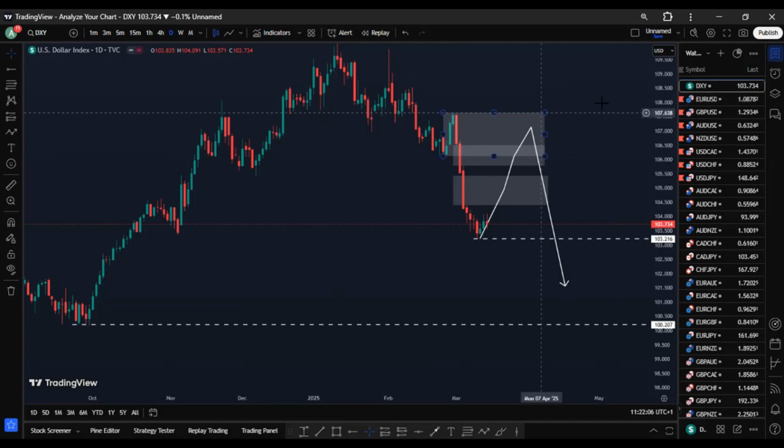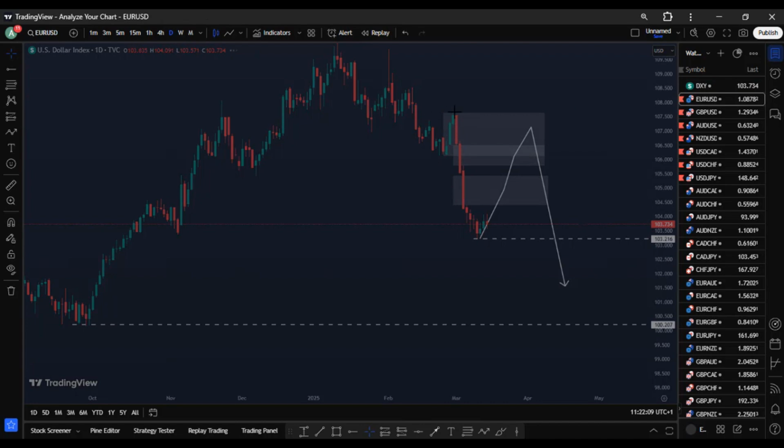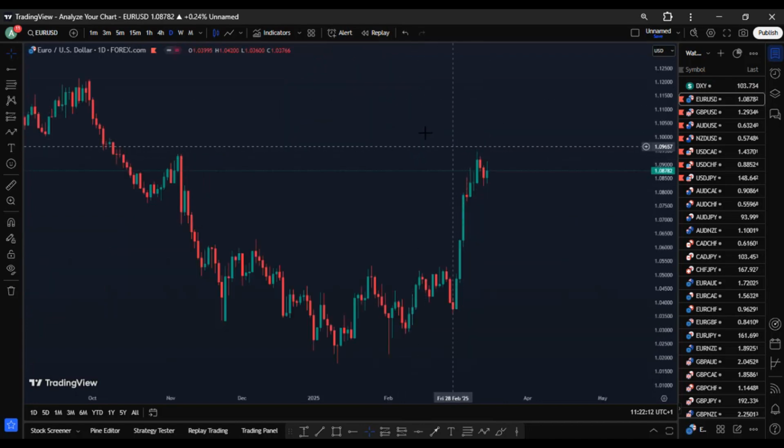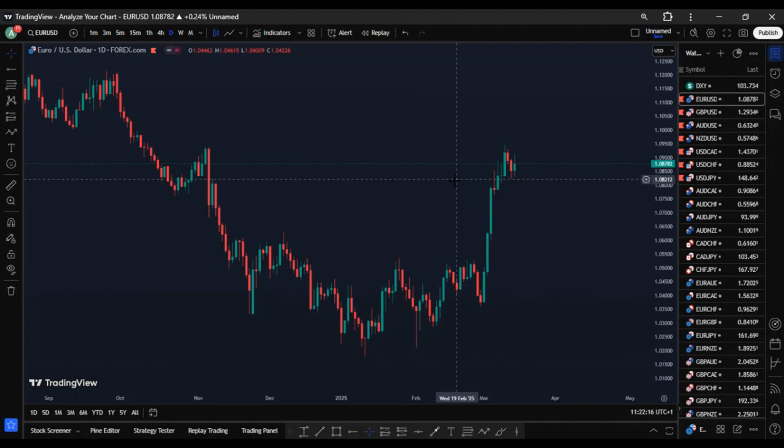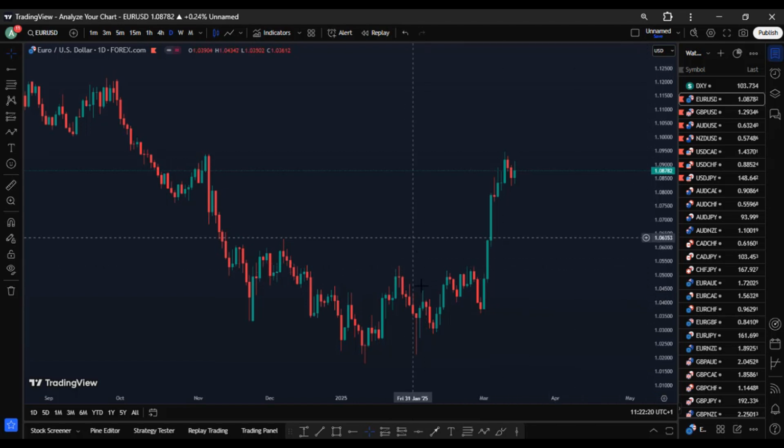So with that in mind, if you transition to the Euro USD price chart, we are going to see the opposite of this analysis on the Euro USD price chart. So let's move over to the Euro USD price chart. Now, remember, the dollar index was bearish, so we are going to see the opposite of that on the Euro USD price chart. As you can see here, the Euro USD is on a bullish trend because we are putting in higher highs and higher lows.